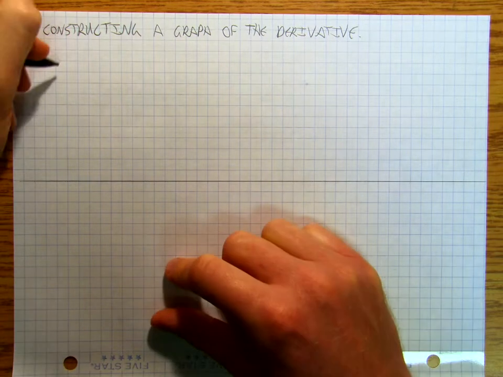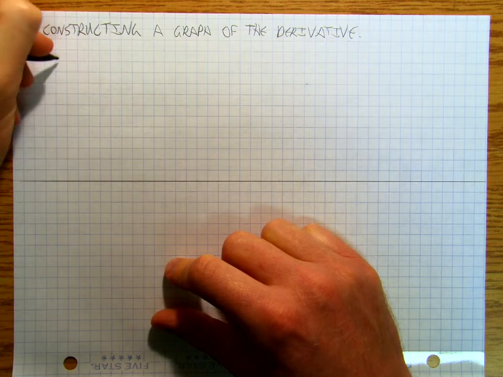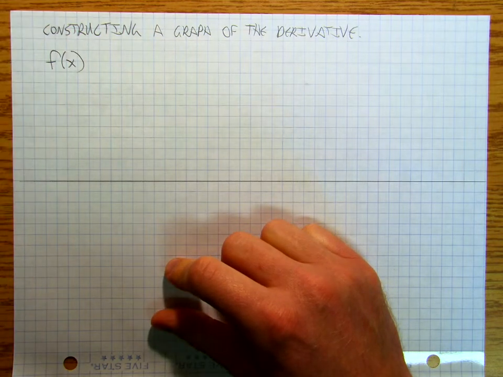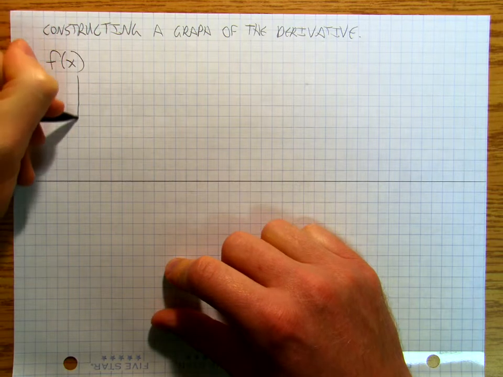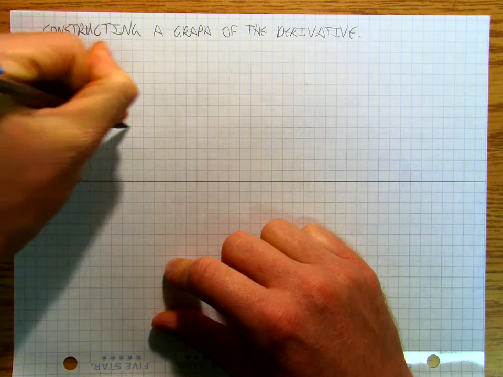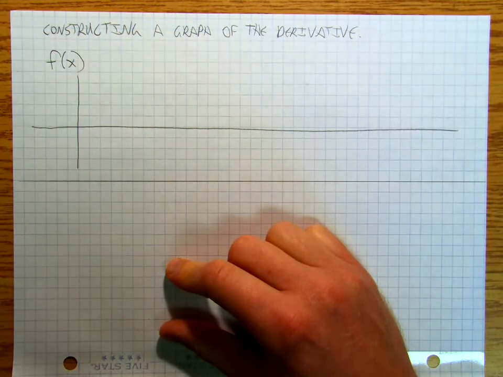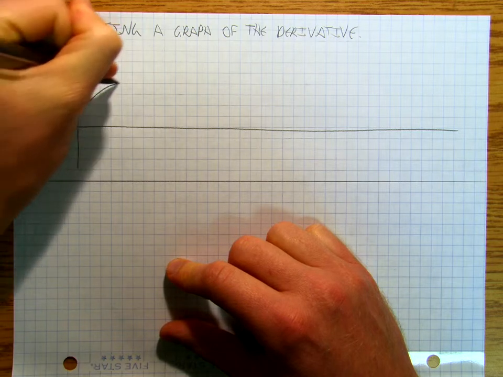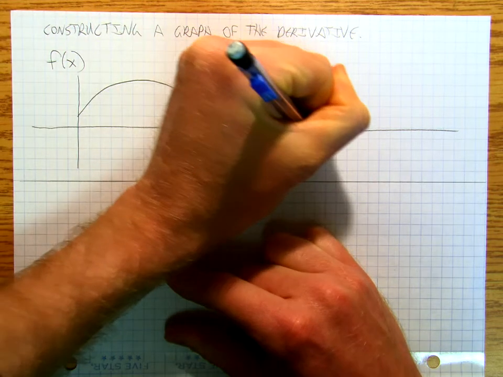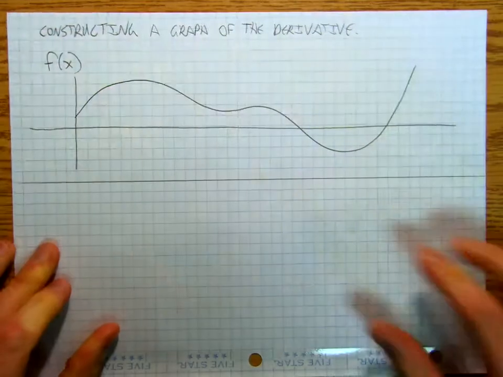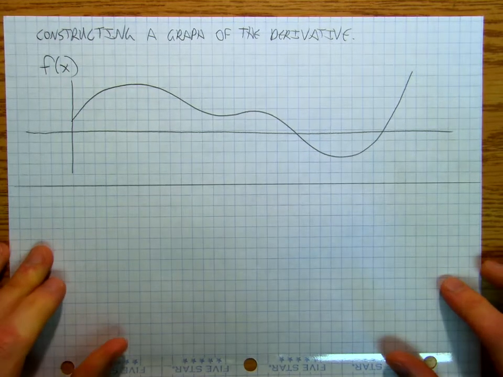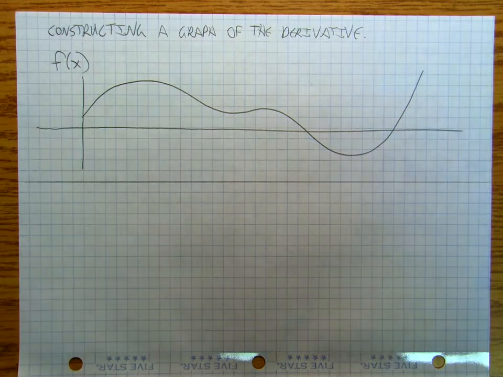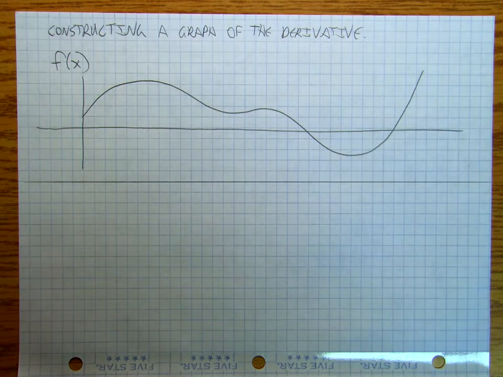So first thing, I want to create just a function. Some function, I'm just kind of making it up. So we're going to start here, and we're just going to kind of go like that. So there's my function that I'm going to start with, and it doesn't really represent anything. I just wanted it to be sort of a curvy line.